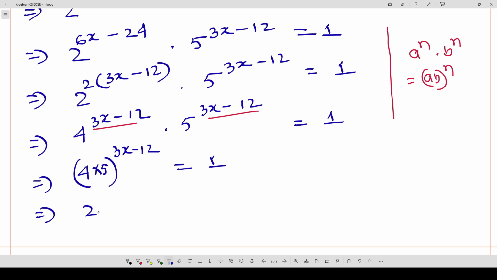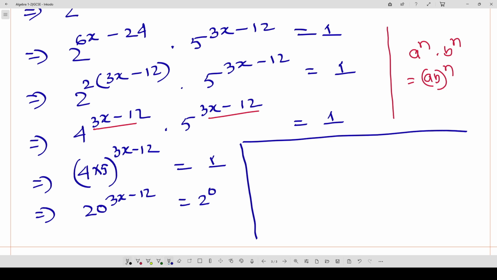Now this one is 20 and the power is 3x minus 12. We have to make a similar base, so 1 can be written 20 to the power 0, right? Now here we can write 3x minus 12 equals 0. Why? Because the bases are the same. We should write 20 to the power 0, because a to the power 0 equals 1. So the result is 3x minus 12 equals 0.